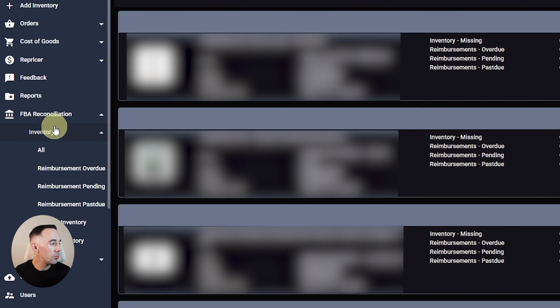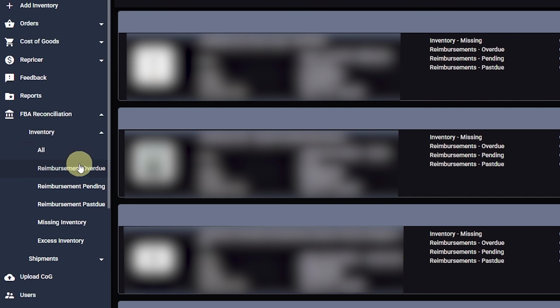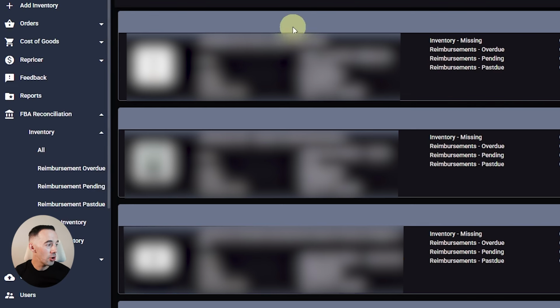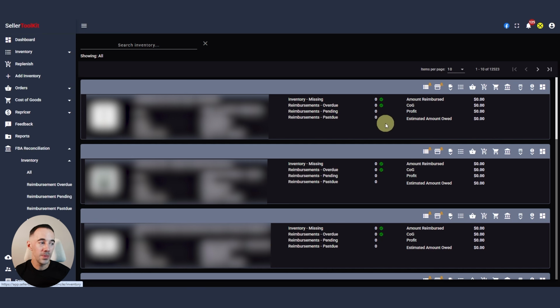And what does this do? It really simplistically shows you here, you can look at all of them, you can look at overdue, pending, past due. So obviously what you're going to do is click on these and it's going to show you which products you should be getting money back for, and Amazon have not refunded you the money. And so what you're looking at here is the ticks.